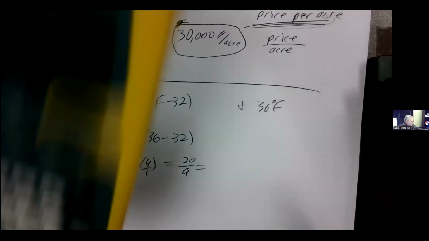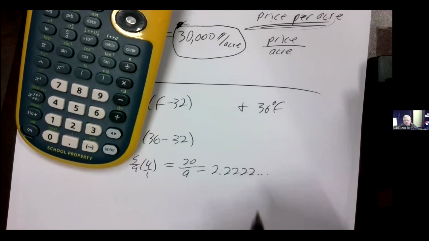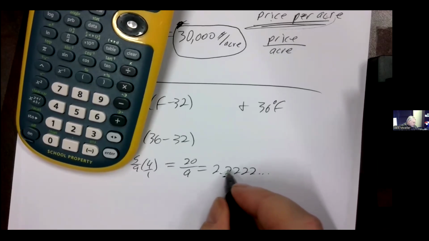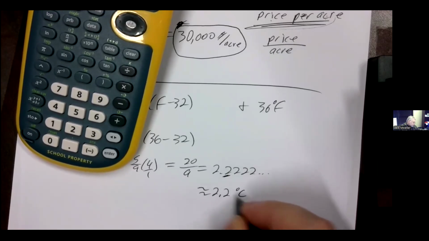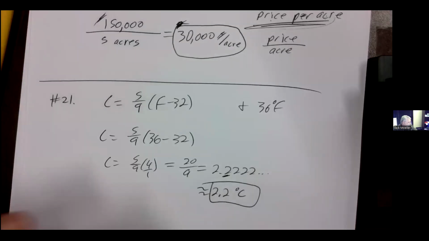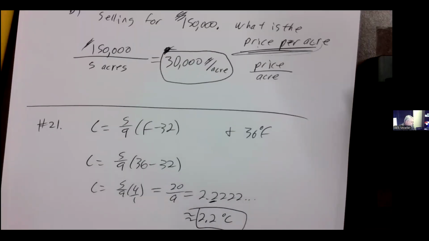So 2.2 forever. It says round to the nearest tenth. So that's the first decimal place. The 2 says keep the 2 the same. So this would be approximately 2.2 degrees Celsius. That's it. If you want C, use C equals. If you want F, use F equals.